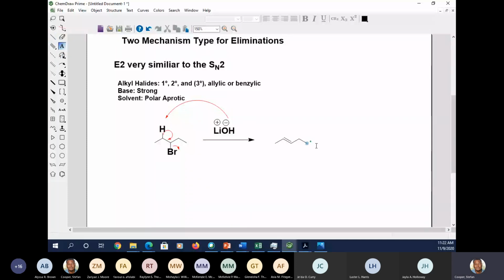And if you want to see the byproducts, you're going to form HBr, and you're also going to form H2O. Lithium is going to be interacting with any of the corresponding solvents here.